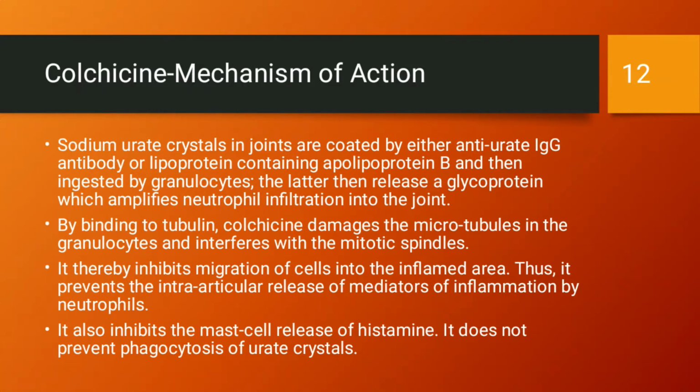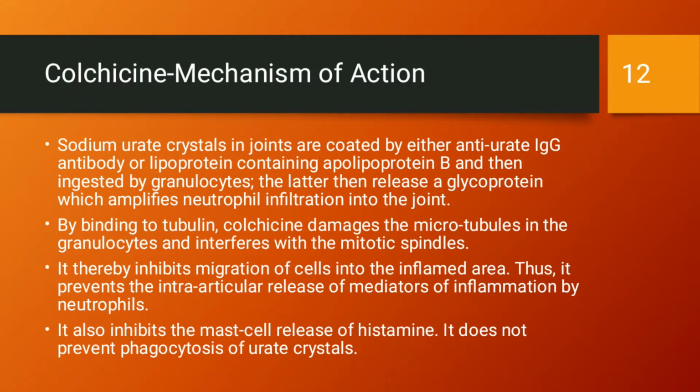So these urate crystals are covered with either of the two things, anti-urate IgG antibodies or the lipoprotein. These coated urate crystals are ingested by the granulocytes, they are eaten up by the granulocytes. Once they are ingested, it causes their degradation, and it releases a glycoprotein which is responsible for the immigration of neutrophils. That means the neutrophils come into these particular joints.